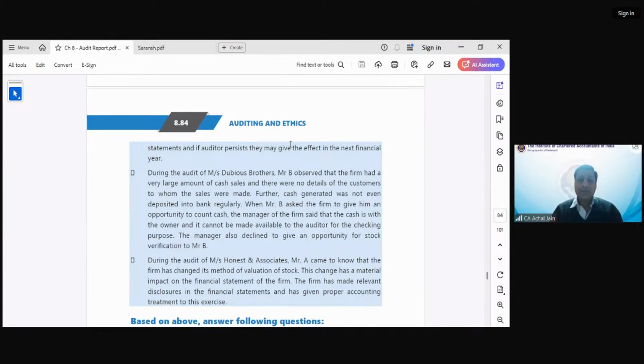Now, then there is also another client, Honest and Associates. So the name of this client is quite interesting. A came to know that the firm has changed its method of valuation of stock. So this is again audited by Mr. A, wherein again the method of valuation seems to have changed. The change has a material impact on the financial statements of the firm. The firm has made required disclosures in the financial statements and has given proper accounting treatment to this exercise.